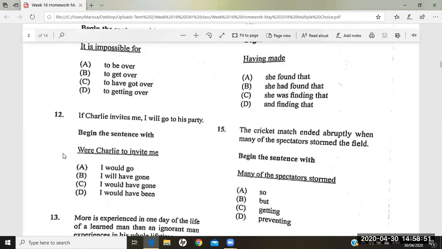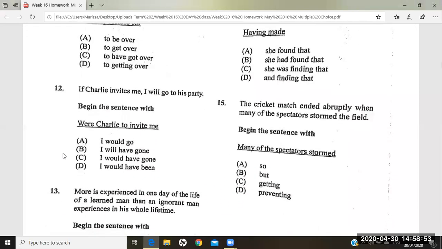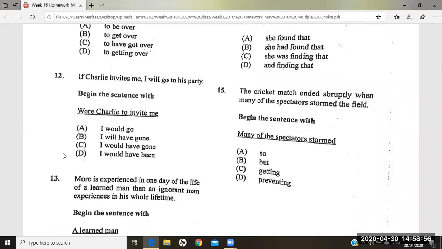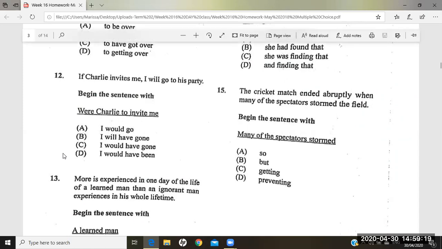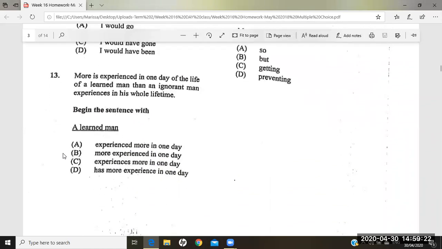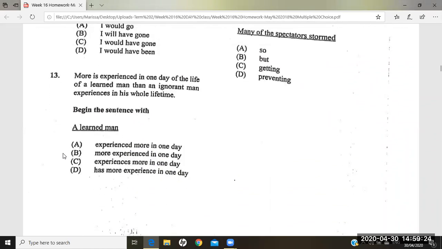Number 12, if Charlie invites me, I will go to his party. Angelica, you had to begin the sentence with, will Charlie to invite me? Begin the sentence with Charlie to invite me. I guess this answer is A? It is A. With Charlie to invite me, I would go. So the reconstructed sentence is A. Very good.